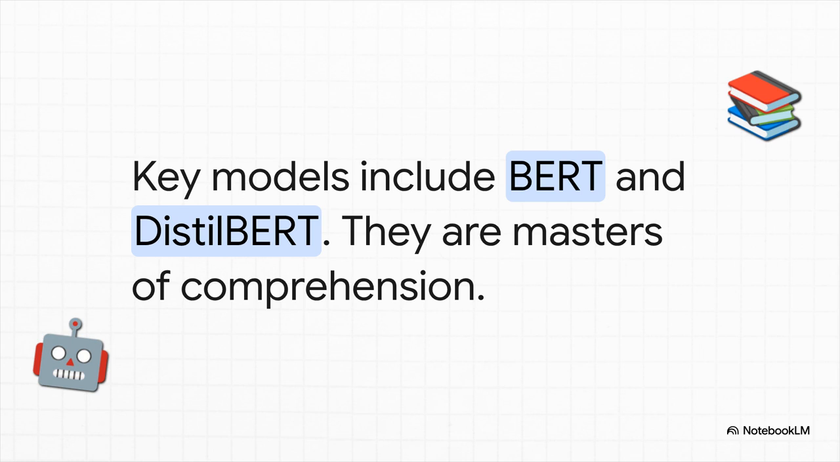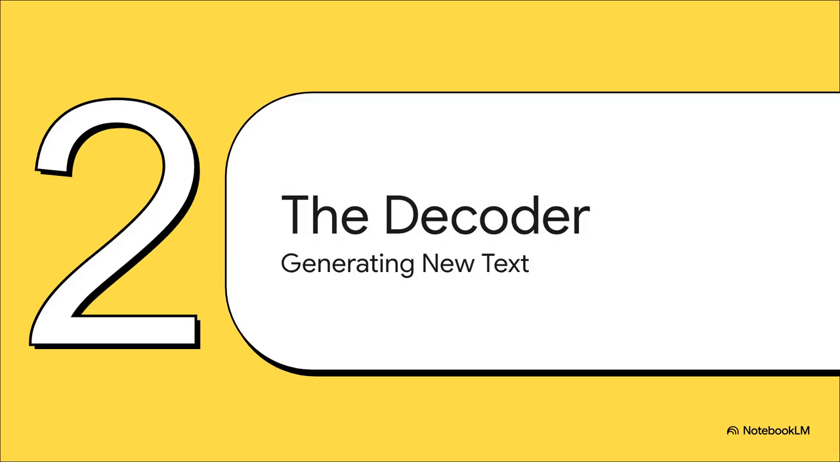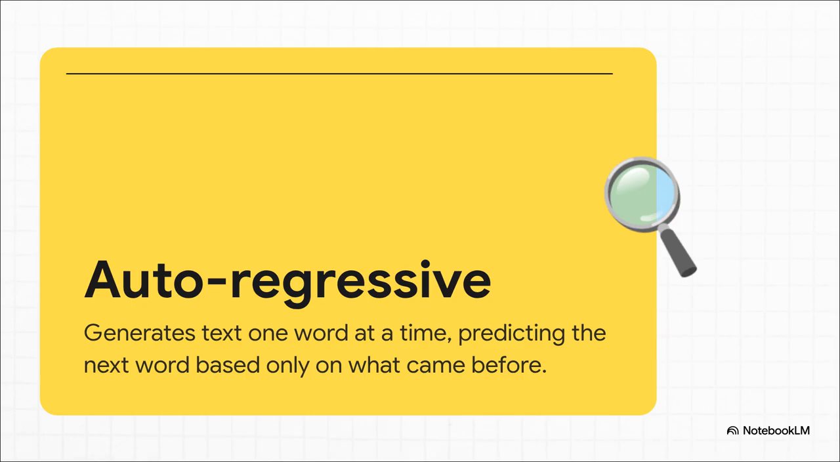Now, let's grab the second tool from our kit. Our second tool is the decoder, and I call this one the creative writer. Now, if the encoder was all about understanding text that already exists, the decoder is its polar opposite. It's all about creating brand new text, completely from scratch. The key term here is auto-regressive. Again, sounds complicated, but the idea is actually super simple.